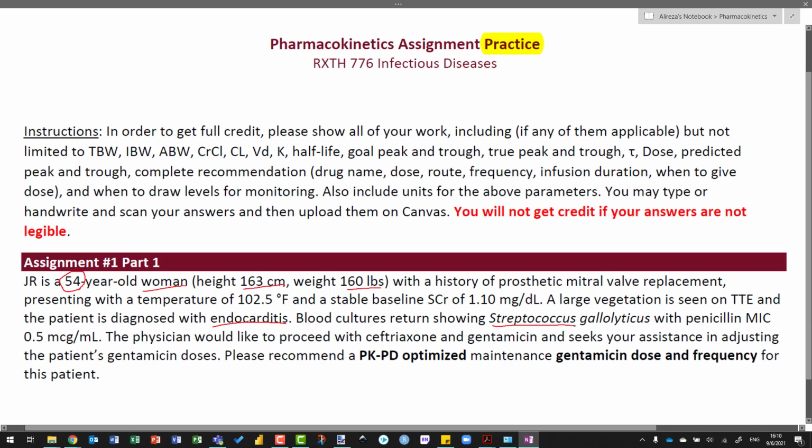What you do need to know is that Streptococcus is a gram-positive organism, so the role of gentamicin in this case is for synergy. So gentamicin alone is not active against gram-positive bacteria, so in this case it is for synergy. So that's important when you decide your targets.